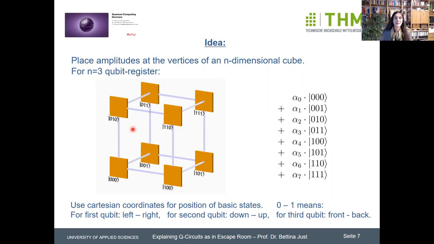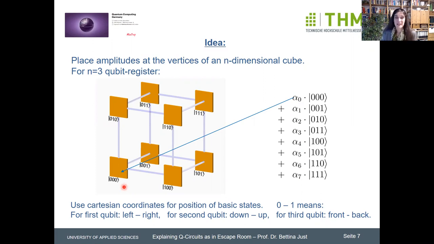And what we do is we place these amplitudes in tiny little squares, placed at the corner of the cube. So alpha 0 will go there. Let me say something to what this means. Here are the states, the possible results of the coin, and they are ordered at the cube so that each coin, or each qubit, is responsible for one direction.